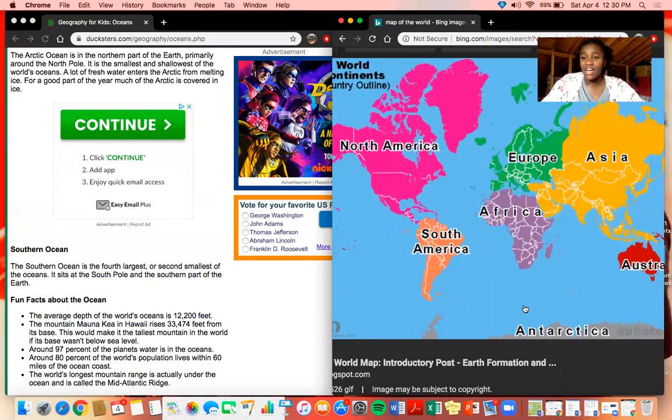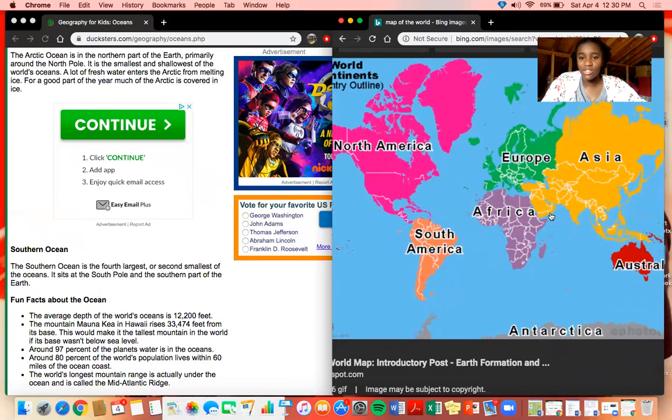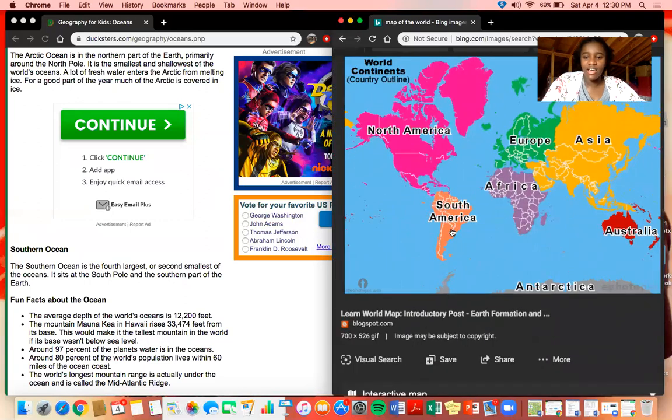So we have the seven continents. Let's review them one more time. We have North America, South America, Africa, Europe, Asia, Antarctica, and Australia. Seven continents. And then we have the five oceans: the Pacific Ocean, the Atlantic Ocean, the Indian Ocean, the Southern Ocean, and then the Arctic Ocean is way up here.